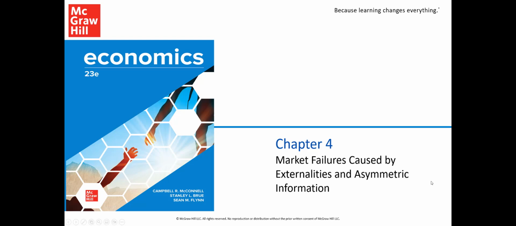Hello everyone, welcome to this chapter, and we are going to talk about market failures caused by externalities and asymmetric information. But first we will talk about how market economies, free markets using demand and supply, efficiently allocate resources. And next we are going to talk about the situations where markets actually fail to allocate resources efficiently and lead to an inefficient outcome, like externalities. I will explain what an externality is in the following slides.